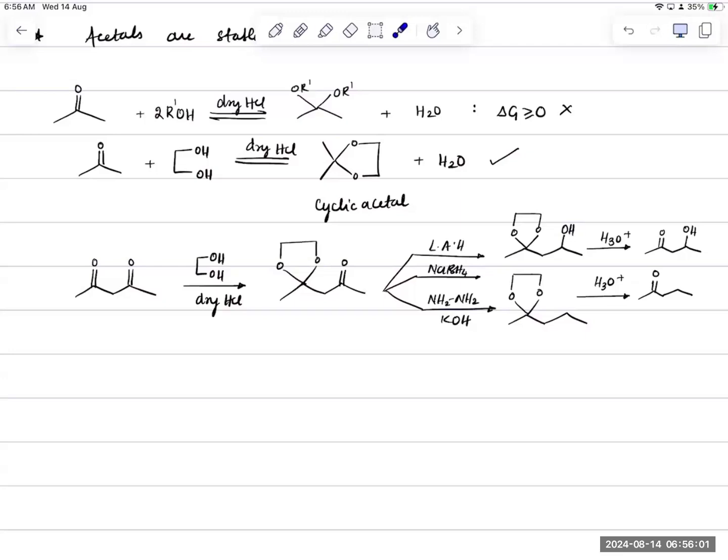Clear? I hope all of you understood this logic.